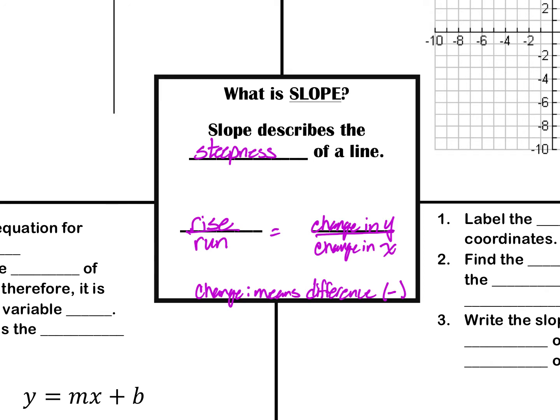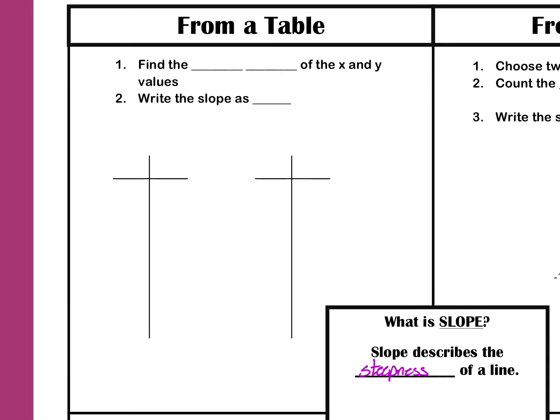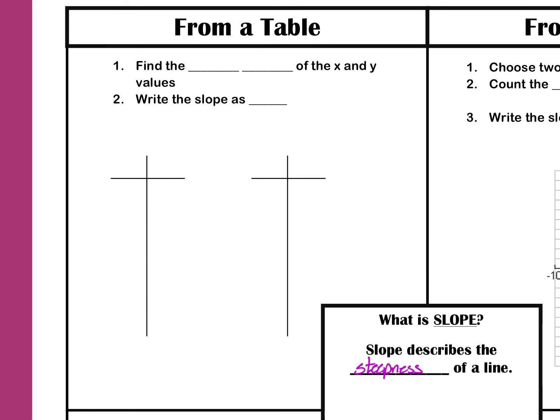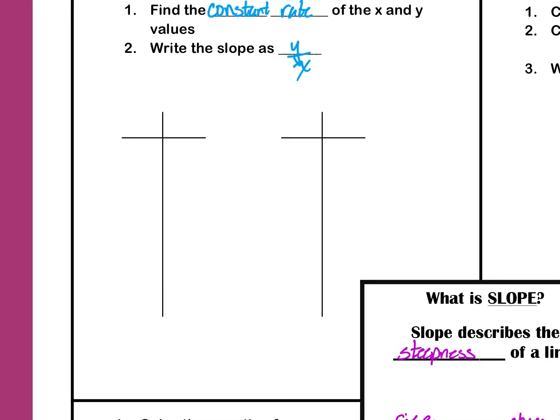Okay, so let's talk about first, how do we find it from a table? So I want to find the constant rate. So we're going to talk about a constant rate. Constant rate. Sorry, I'm not spelling very good today. Constant rate of the x and y values. And then we write the slope as y over x. Okay? Which we know that. Rise over run is y over x's.